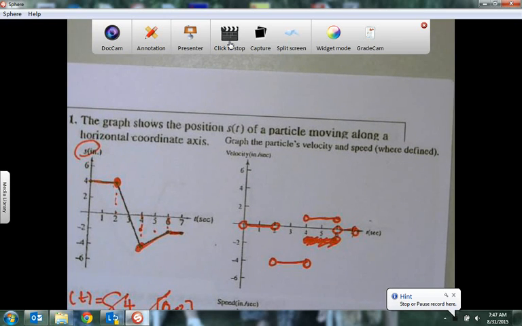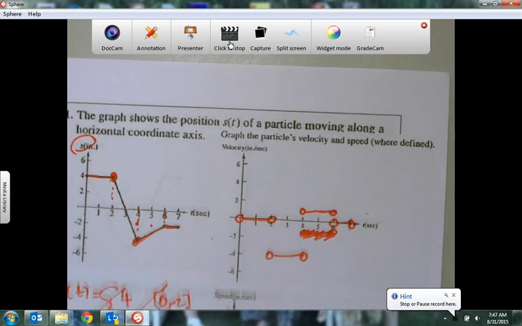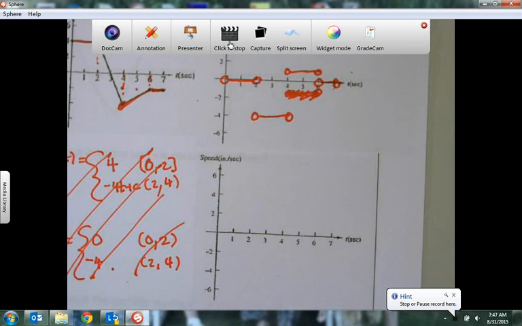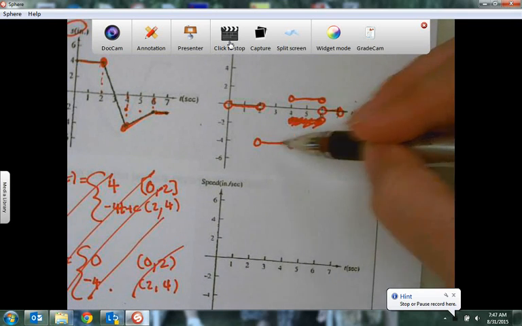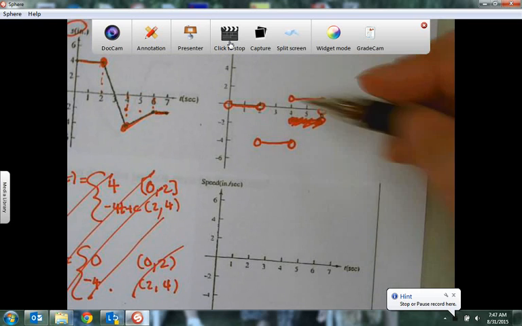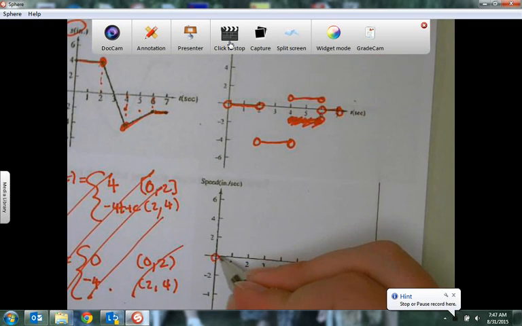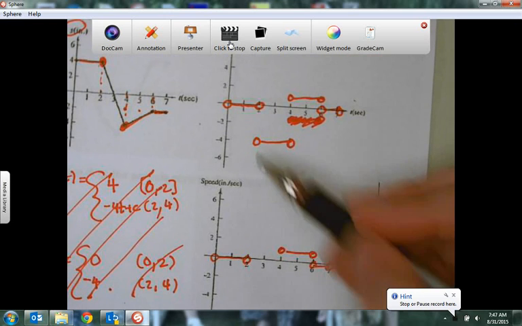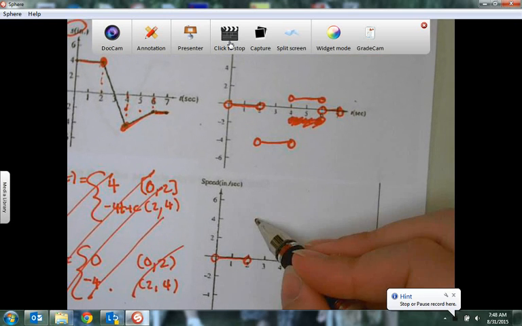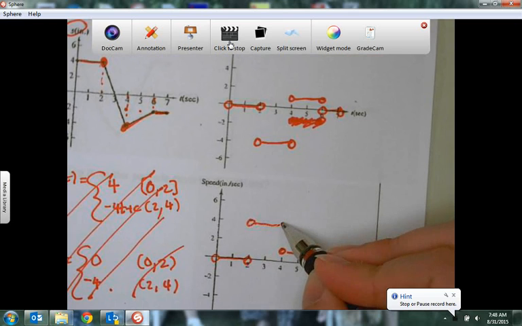Okay, so now for speed, all I'm going to do is take anything that was below, which is only this one right here, and flip it above. So I still have that, and this one was from 4 to 6. So I still have those, but I'm just going to take that one where it was at negative 4, flip it above, so it will be at 4. Okay?